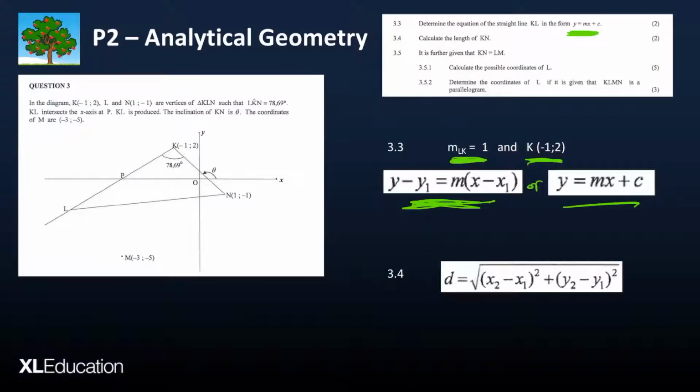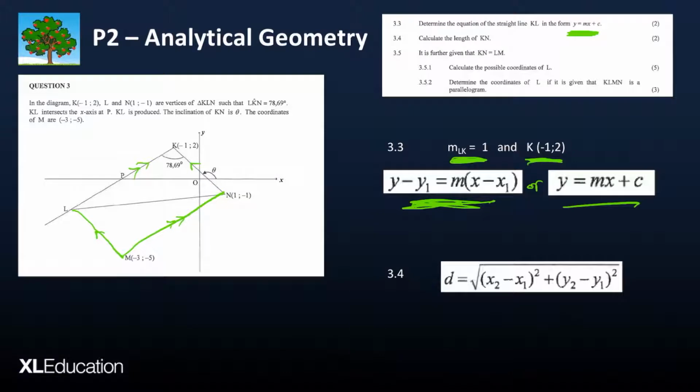3.5.2 requires you to analyze, because it's saying determine the coordinates of L. The analysis here is not that difficult, because we are told that L, M, N, and K is a parallelogram. So this line is parallel to that line. LK is parallel to MN, and LM is parallel to KN.